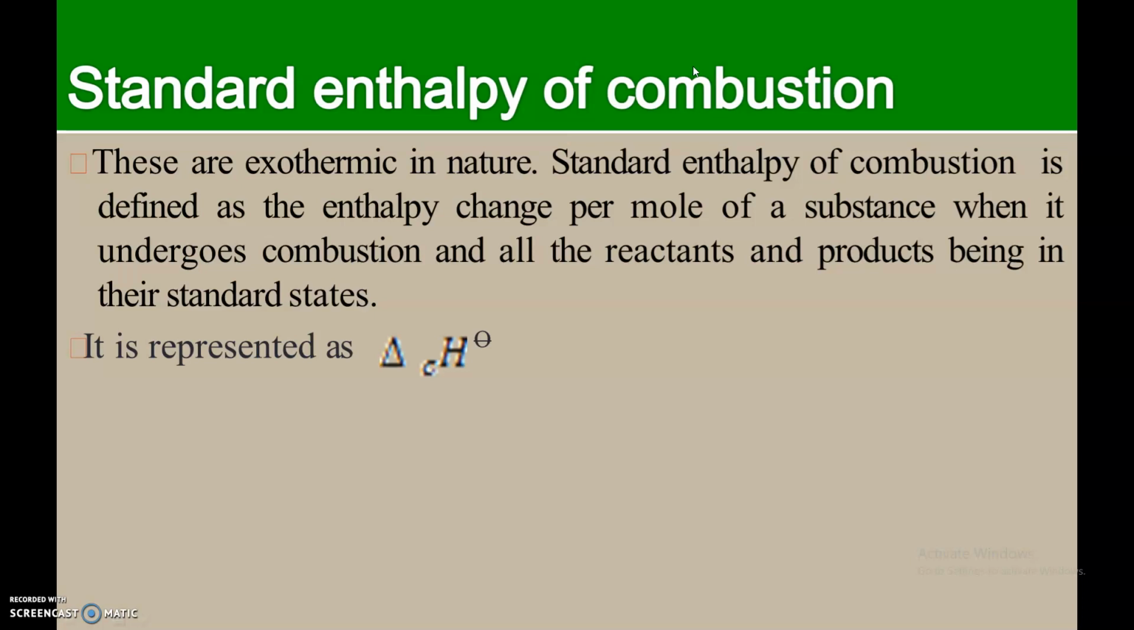So we can generally define it as the enthalpy change per mole of a substance when it undergoes combustion and all the reactants and products are in the standard state. With reactants and products in the standard state, 1 mole of product is produced by the combustion of the reactants. It is represented by the symbol delta CH.